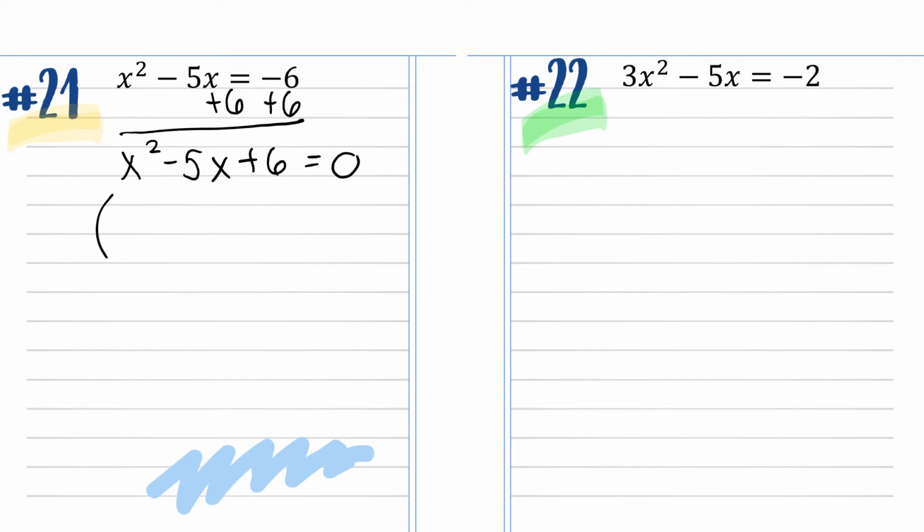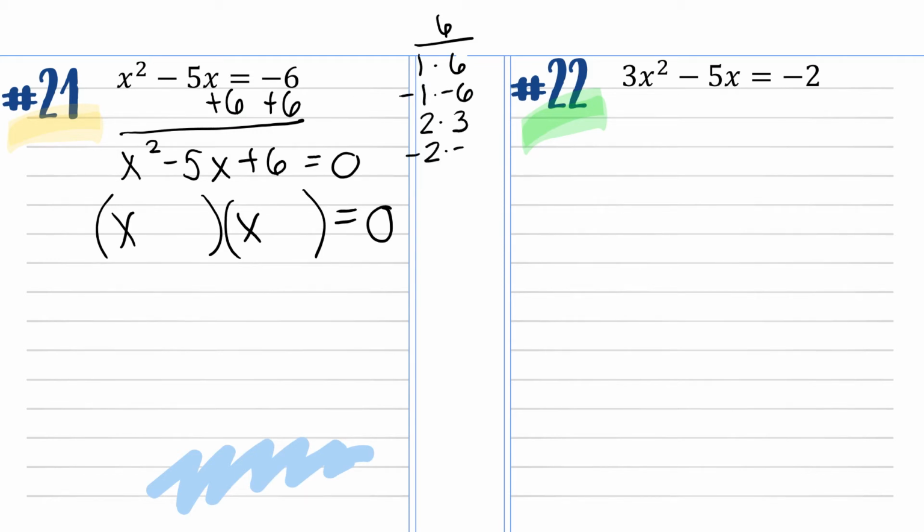So we can go ahead and set up our 2 sets of parentheses and fill in our x's. Here we're looking for factors of positive 6 that add up to negative 5. Now let's just remember factors of 6 are just 1 times 6, or we can have negative 1 and negative 6, 2 times 3, or negative 2 and negative 3. Now of these, the ones that are going to add up to negative 5 are going to be negative 2 and negative 3. We can go ahead and fill in our two factors.